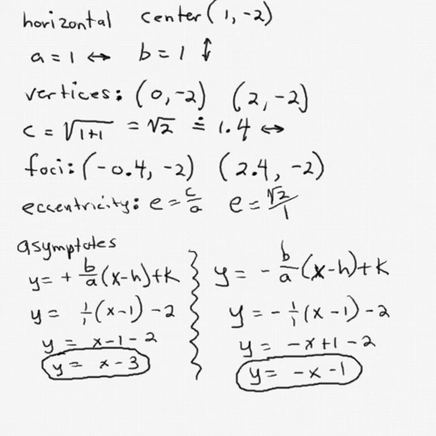Now, we did graphing in standard form, so I'm going to leave that for now, and we'll look at another hyperbola in general form. Probably if this one was horizontal, the next one's going to be vertical.